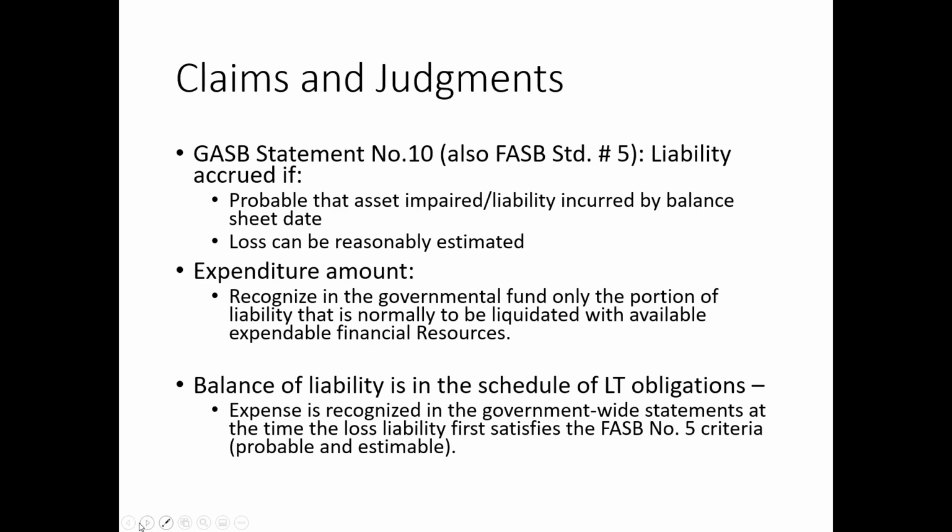Claims and judgments. In financial accounting, we know these are contingent liabilities, right? What does GASB say? GASB Statement number 10: liabilities will be accrued if it is probable that an asset is impaired or a liability incurred by the balance sheet date and the loss can be reasonably estimated. This is very similar to financial accounting.